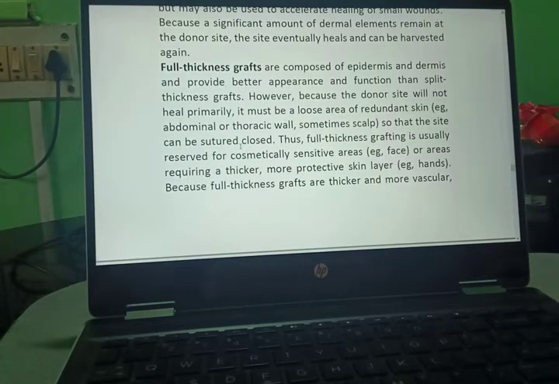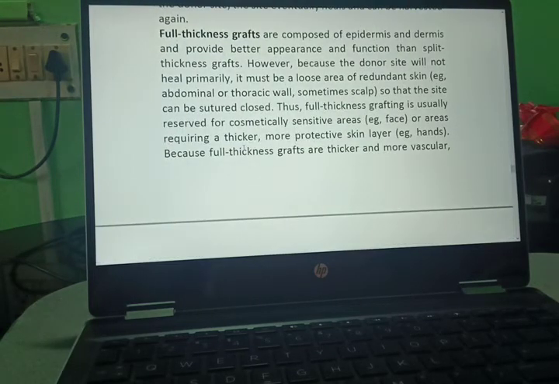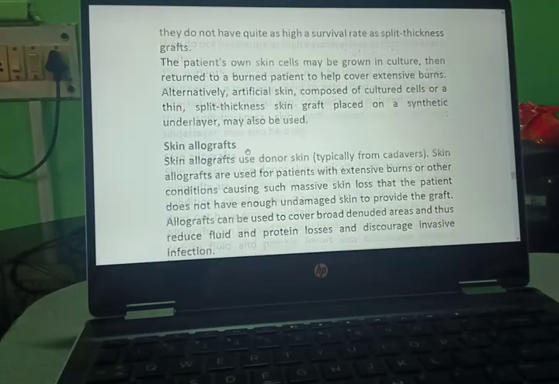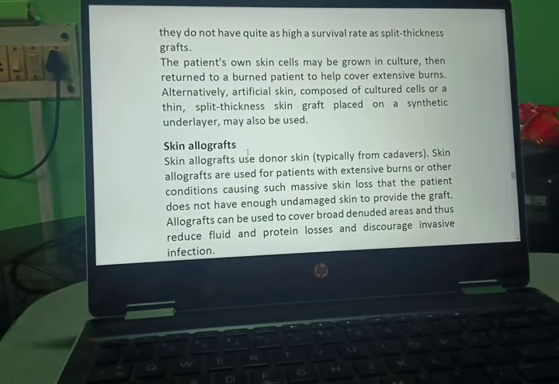Thus, full thickness grafting is usually reserved for cosmetically sensitive areas, that is face, or areas requiring a thicker, more protective skin like hands, because full thickness grafts are thicker and more vascular, and they do not have quite as high a survival rate as a split thickness graft. The patient's own skin cell may be grown in culture, then returned to a burned patient to help cover extensive burns. Alternatively, artificial skin composed of cultured cell or a thin split thickness skin graft placed on a synthetic underlayer may also be used.